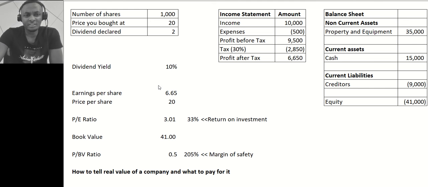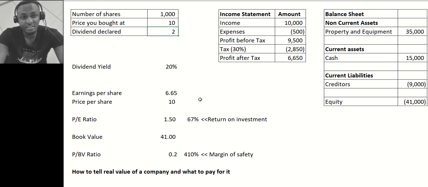The dividend yield is calculated, as you can see here, by dividing the dividend declared by the price you bought the share at. This is important because the price you buy the share at actually determines the dividend yield that you'll earn going forward. For example, somebody who bought this at 10 bob has a dividend yield of 20%. So if you want to calculate how much a stock that you own is earning you, just take the dividend that they declare divided by the price you bought it at.